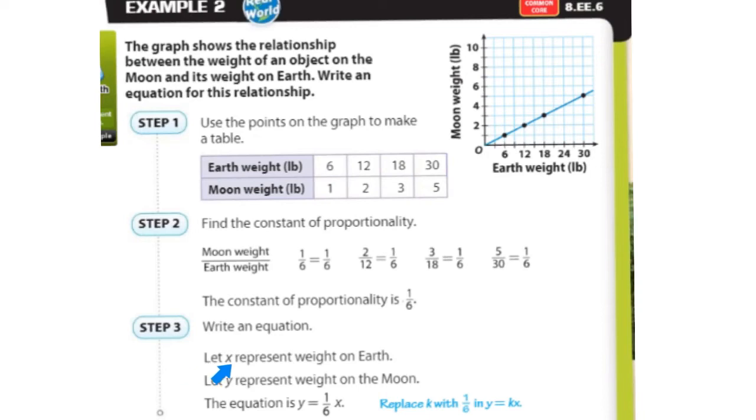Now you want to let x represent the weight on Earth, which you have to say that. Let y represent the weight on the moon, you have to say that. And then that's going to be your constant of proportionality, and that gives you your equation. Also notice this is proportional because it goes through the origin.